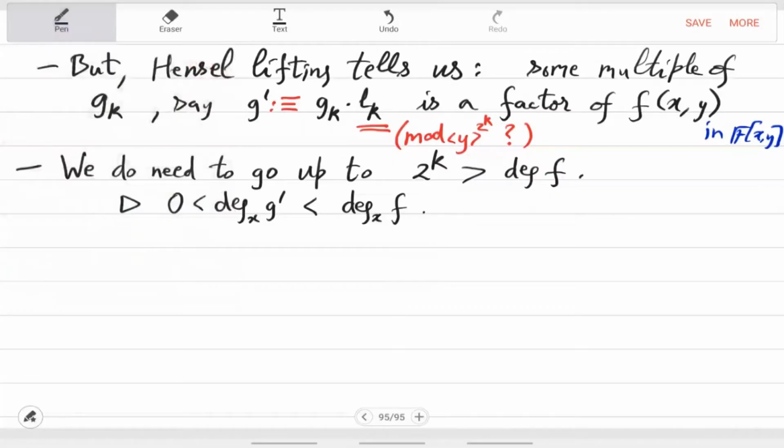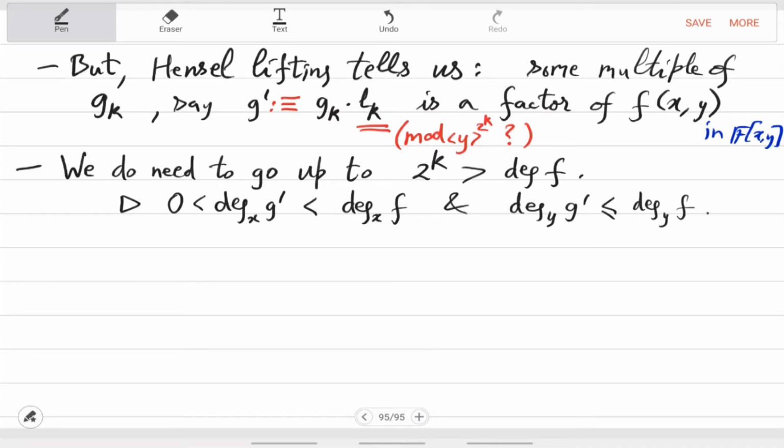Also 2 raised to k should be large enough. If 2 raised to k is very small, then there is no hope of getting information about G prime from GK. And also you can bound the degree of G prime with respect to y, because G prime is an absolute factor of f. So individual degree of y cannot really exceed the degree of f. So this is also less than or equal to the degree of f with respect to y.